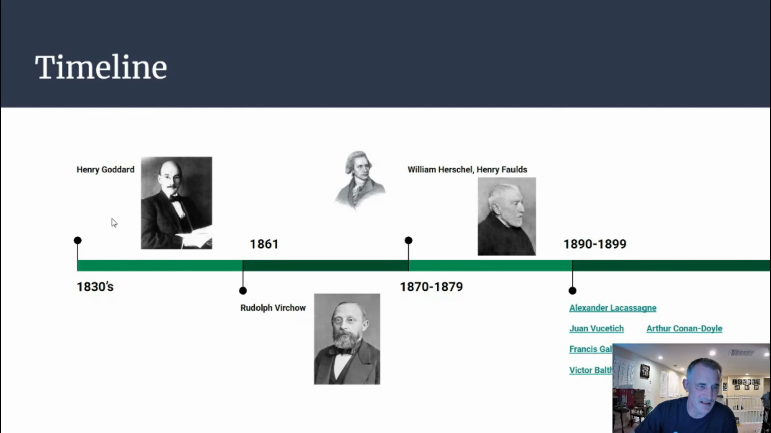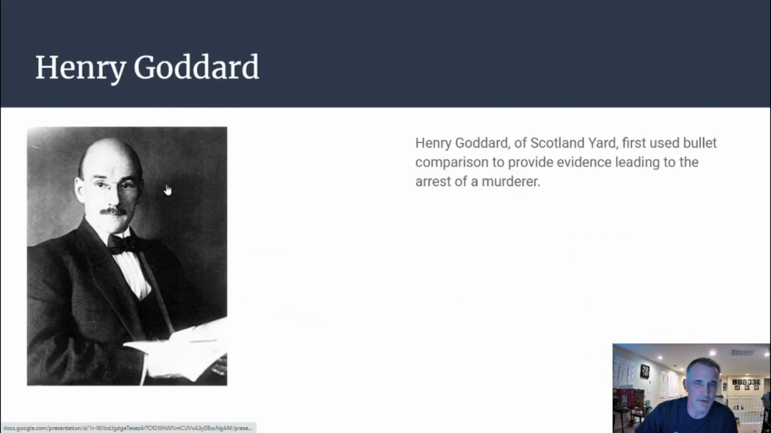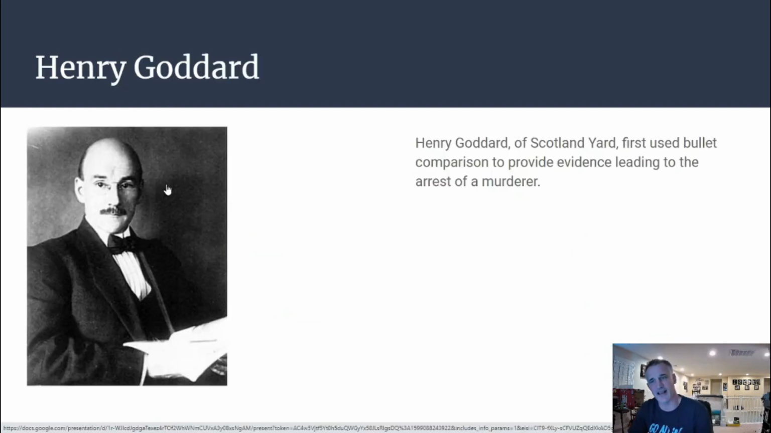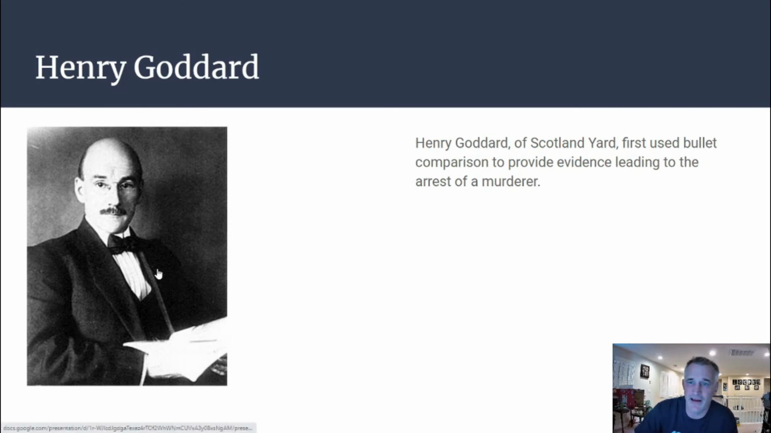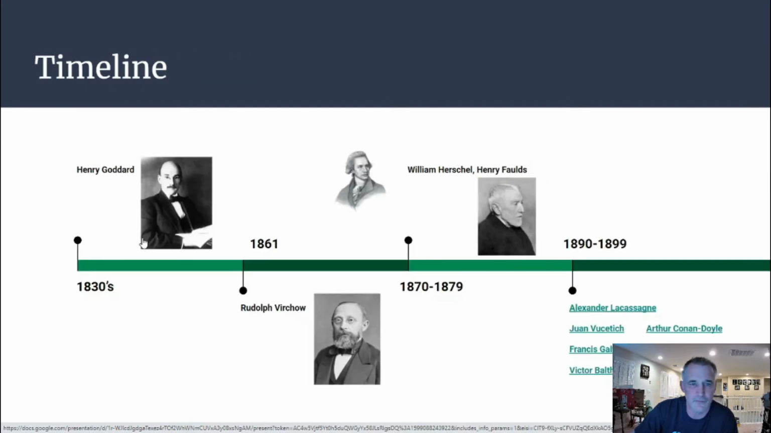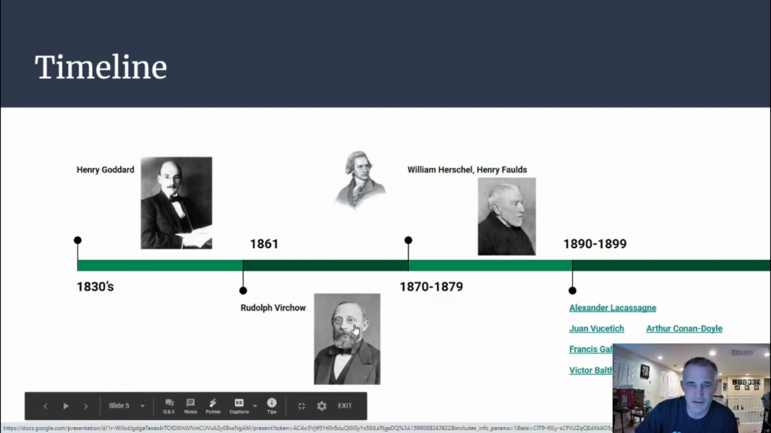Moving ahead into the 1830s, we have a gentleman named Henry Goddard of Scotland Yard, who was one of the first individuals to use bullet comparison to provide evidence leading to the arrest of a murderer in a particular case. And I know this jumps around a lot, and we're moving through them pretty quick, but that's the idea, right? We've got a whole bunch of people to cover over here in a moment.